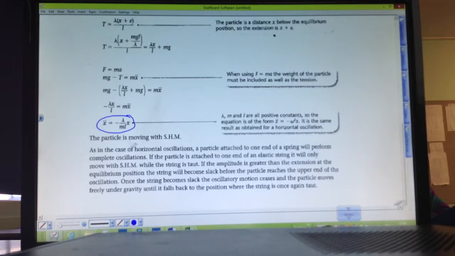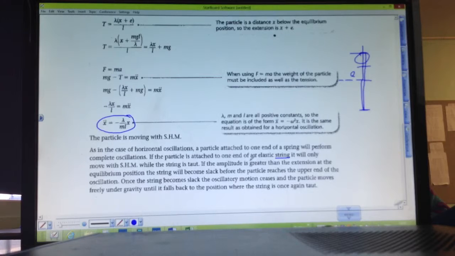As in the case of horizontal oscillations, a particle attached to one end of a spring will perform complete oscillations. If the particle is attached to one end of an elastic string, it will only move with SHM while the string is taut. What that actually means is, if the amplitude is greater than the extension in equilibrium, if you stretch it beyond that, then it will want to complete cycles going up to there, but it can't because it's slack at this period here. So it will only move in SHM while the string is taut.